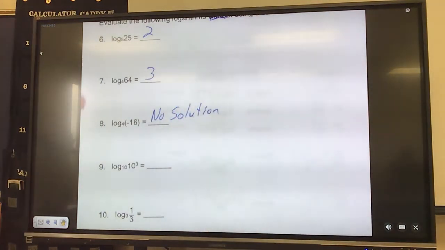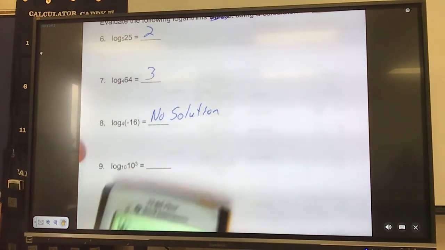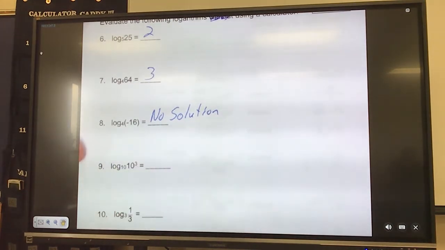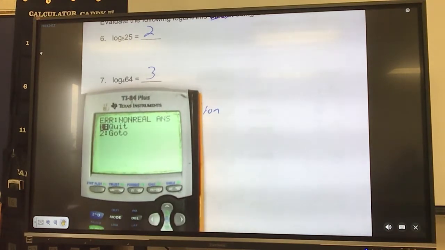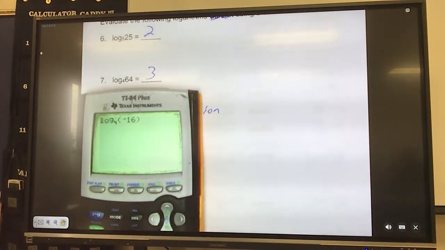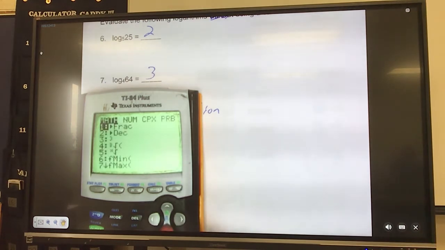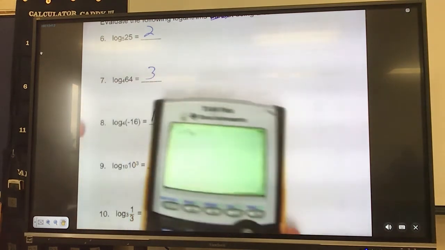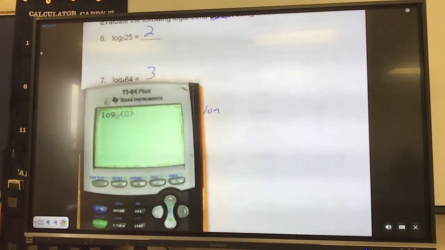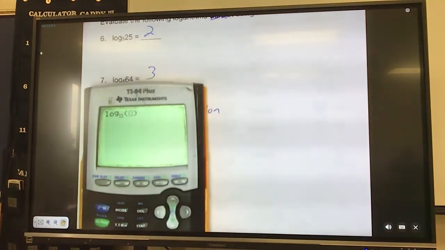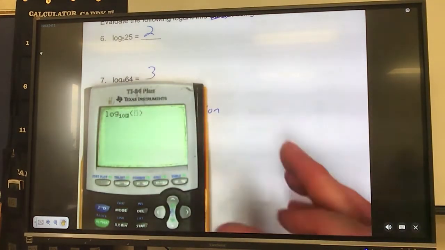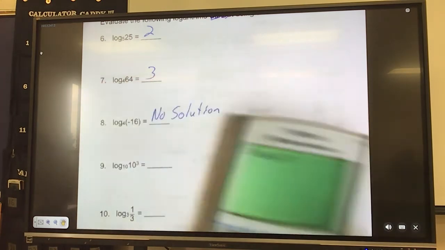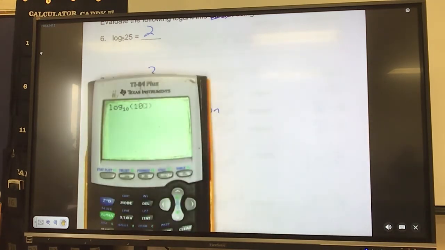Okay. Next one, it's a base, but also notice that this guy is raised to a power. So I would simply always go to number 2, clear that out. Log. If you click up 2 times, it'll be faster. When you go to math and then click up 2 times, you'll get the log base, because it's at the bottom of the list. So log base 10 of 10 raised to the 3rd power is 3.